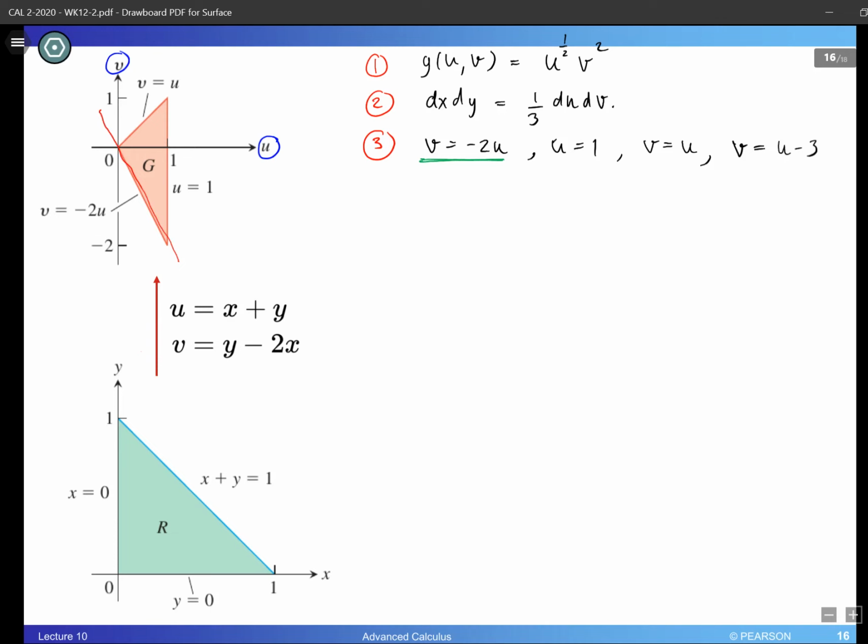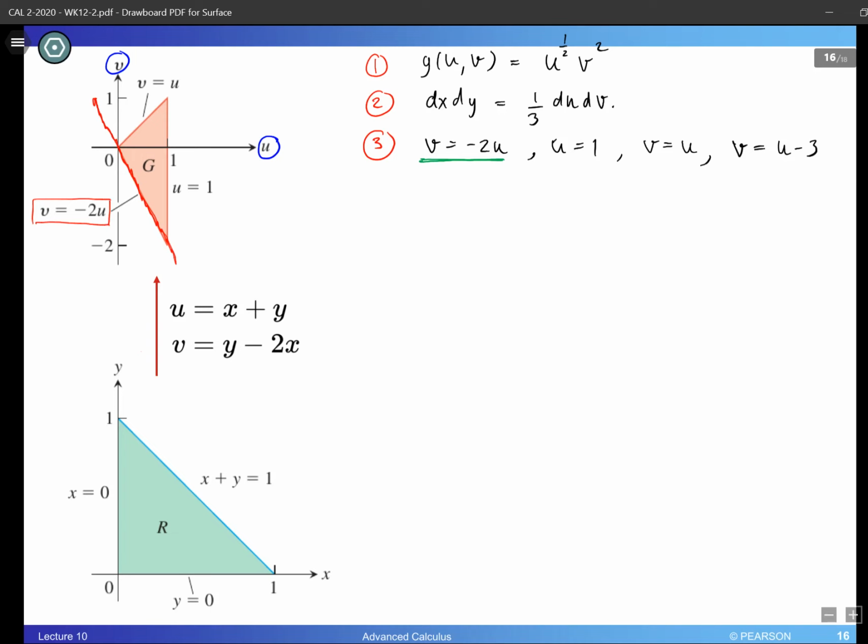Okay, I didn't do a good job, so let me fix that. So this straight line, okay, a little bit better. Let me highlight that. That is the first boundary that we have. It's a straight line with a slope of minus 2. And that is the equation that we have for that line. Okay, v equal to minus 2u, and that is the first one.